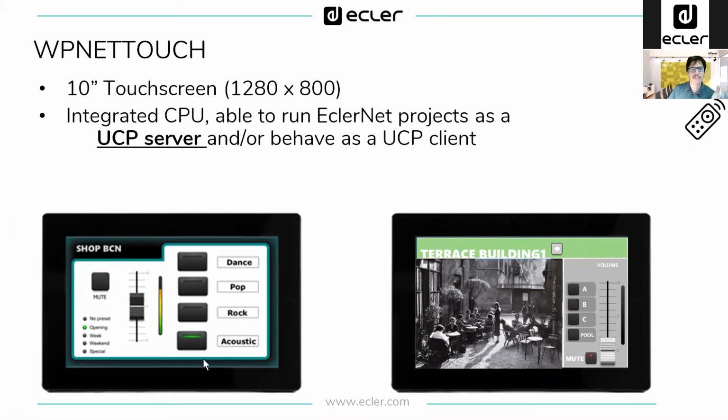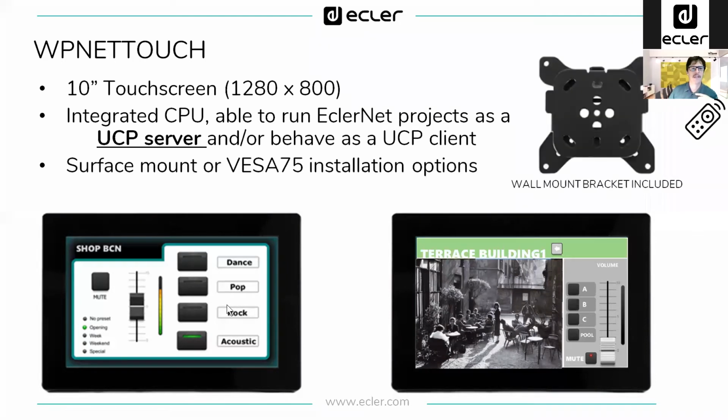As we said before, this screen can store UCPs and act as a UCP server, meaning that anyone in the network that connects to its IP will get the UCPs. So a PC with a browser, if it points to this IP of the WPNet Touch, will receive this panel as well, and can be controlling the same panels as the WPNet Touch. Okay.